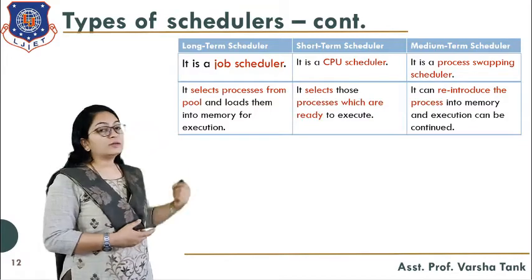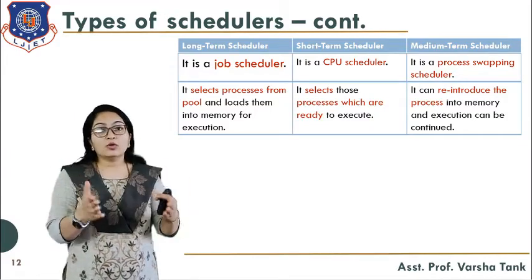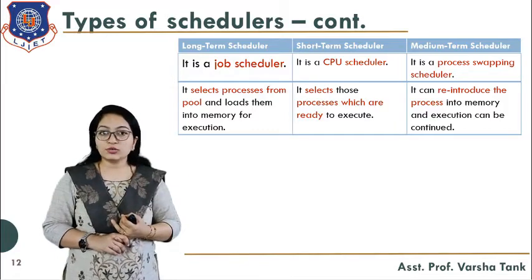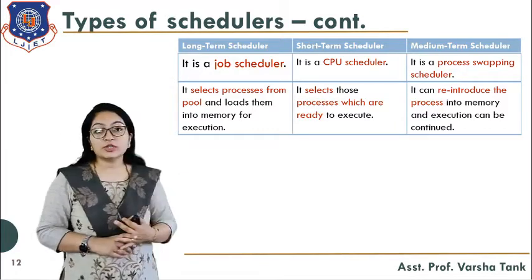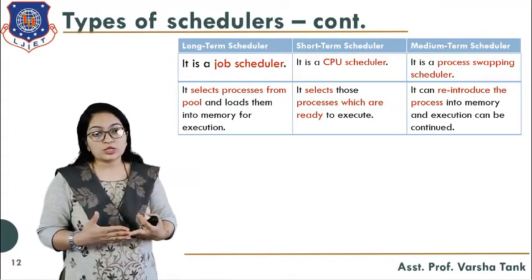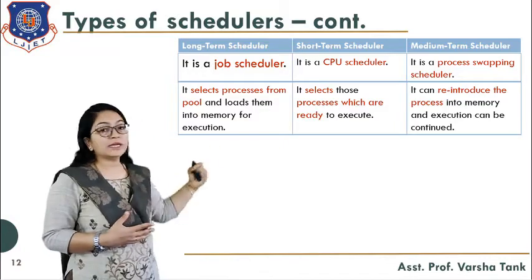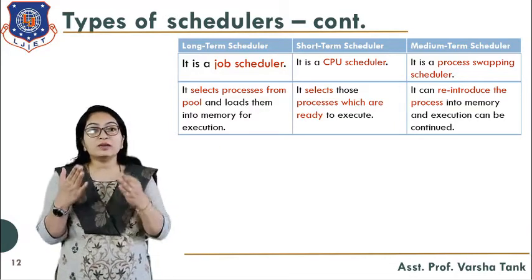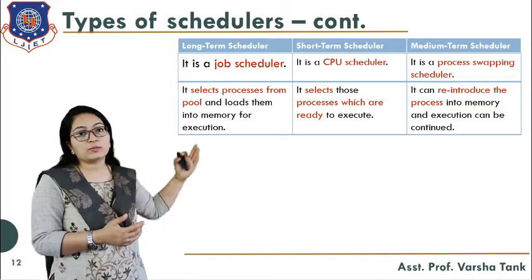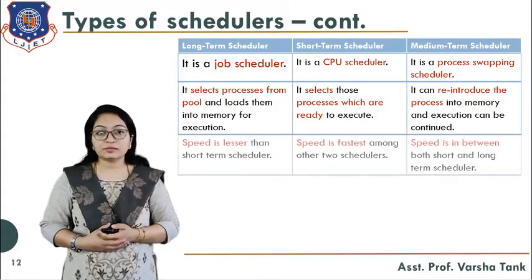Now, the long-term scheduler selects the process from the pool and loads them into the memory for the execution. Same way, the short-term scheduler selects those processes which are ready to execute. That's why it selects the process from the ready queue. Now, the medium-term scheduler can reintroduce the process into memory and execution can be continued.